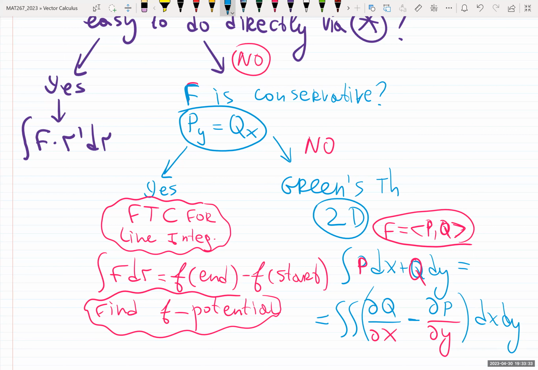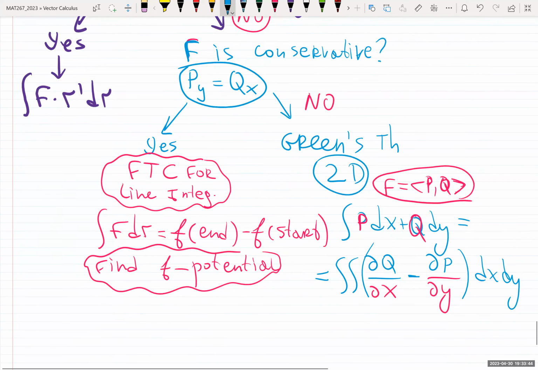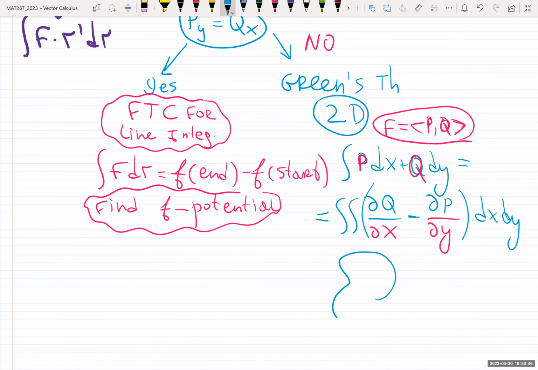That works, but you need to figure out the orientation. Positive orientation is counterclockwise. If it's negative orientation, switch the sign, like that. That's positive. I always remember that for some reason, against the clock is positive. Who decided it was a good idea?